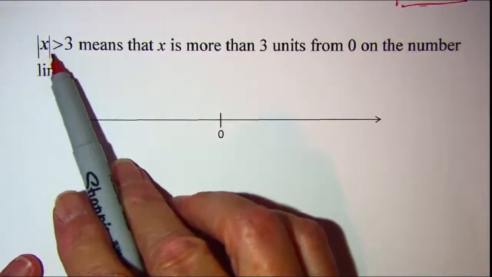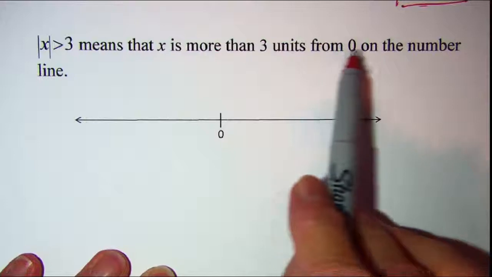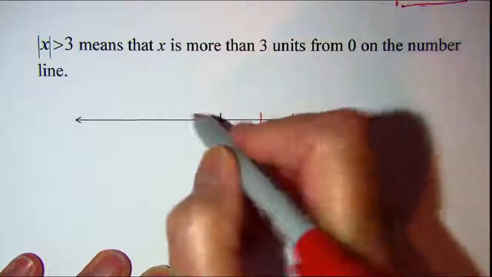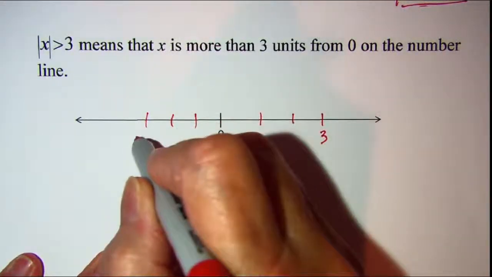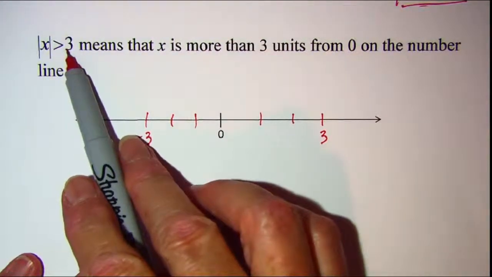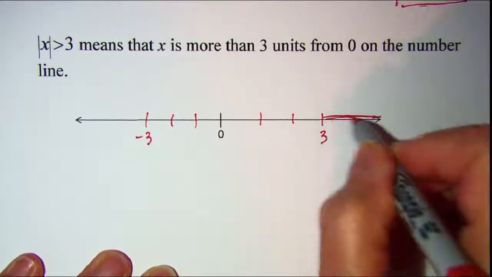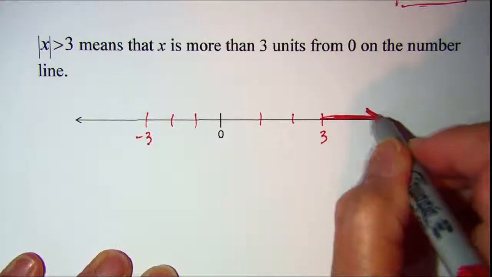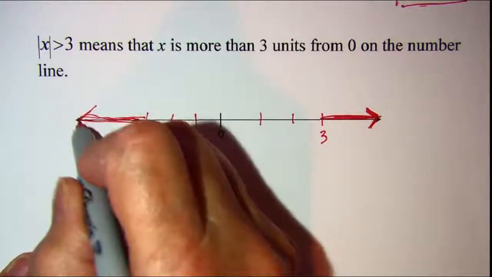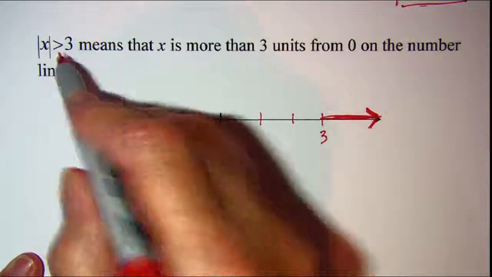If you're working with absolute value of x is greater than 3, this means that x is more than 3 units from 0 on the number line. So 3 units to the right is +3, 3 units to the left is -3, and I want numbers that are more than 3 units away from the 0. So they have to be out here, more than 3 or less than. And again, this is strictly greater than, it's not greater than or equal to.